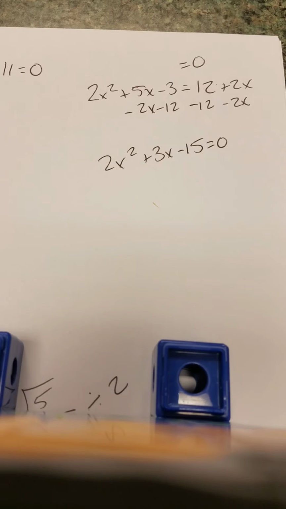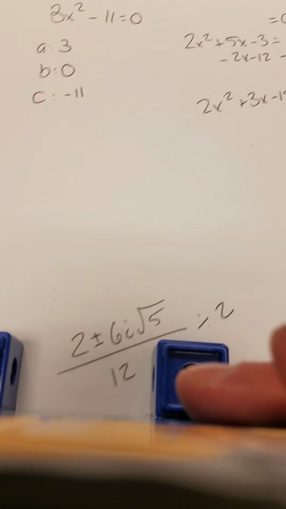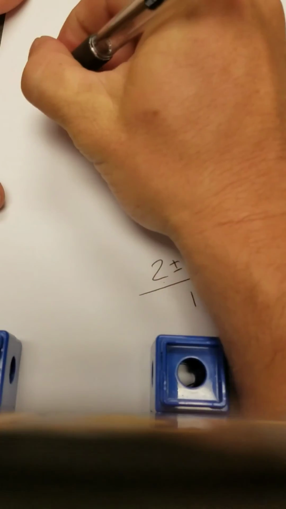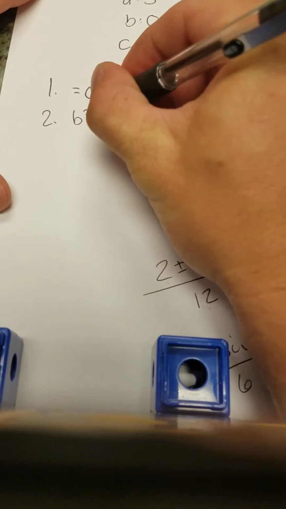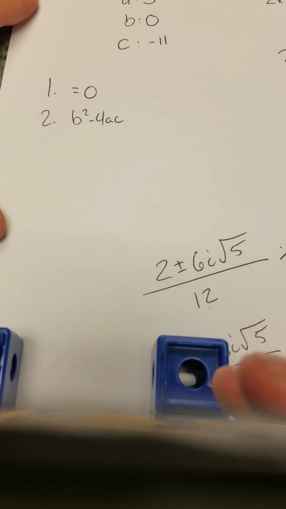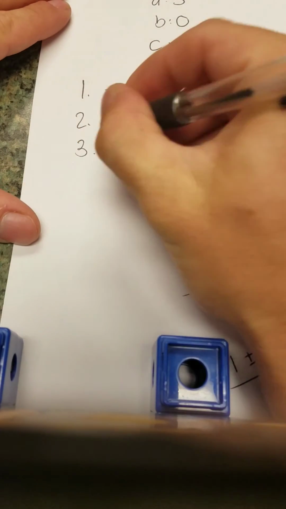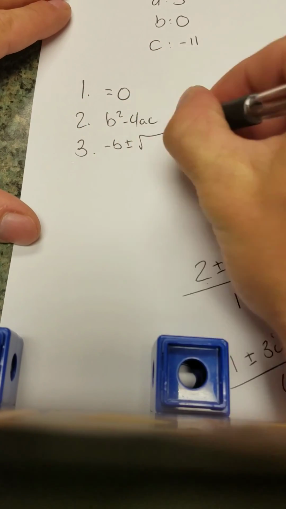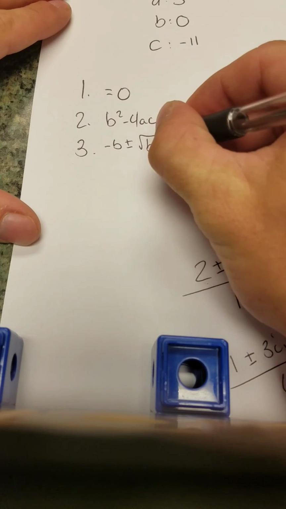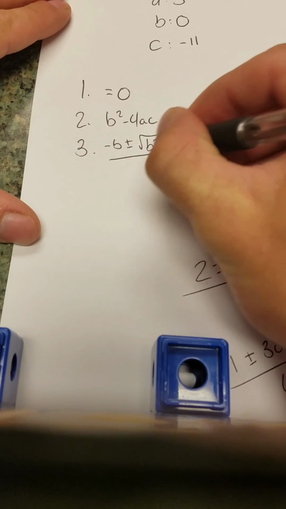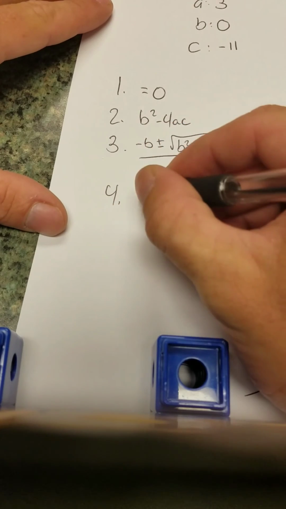Hopefully that helps you out with quadratic formula. Remember, do the b squared minus 4ac first. So if we're going to do steps, step 1 would be set it equal to 0. Step 2 would do the b squared minus 4ac. All right. Step 3 would be to do the quadratic formula. And step 4 would be to simplify.